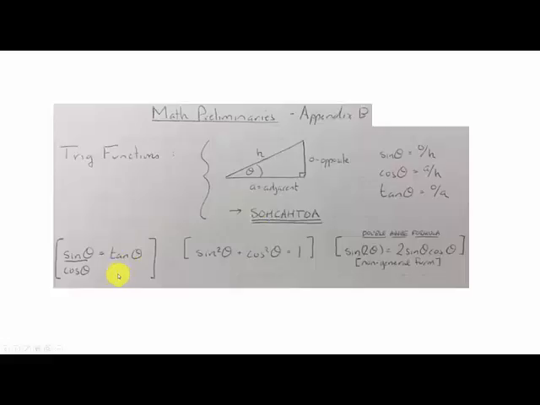Some key trig identities: sine of theta over cosine of theta is equal to tangent of theta. Sine squared plus cosine squared is equal to 1. And this is one you might not have seen too much, the double angle formula. This isn't the general form, it's somewhat of a specific form, but it'll come in handy. So the sine of 2 theta is equal to 2 sine theta cosine theta.